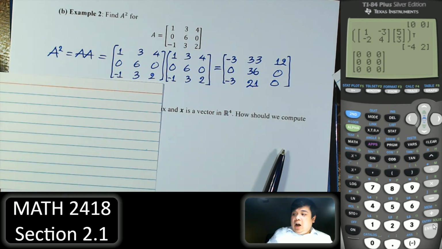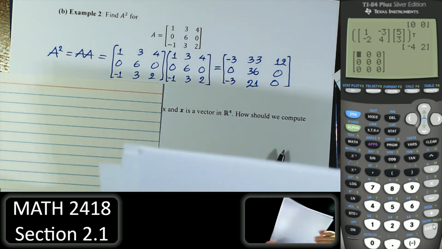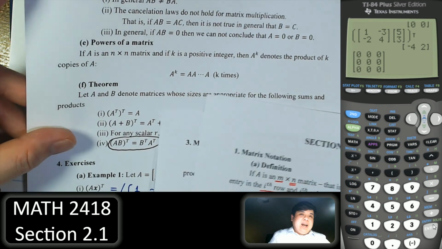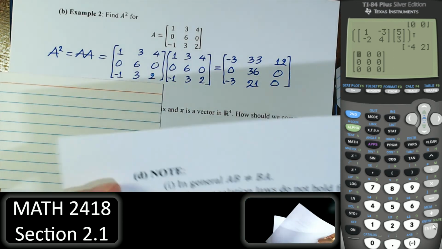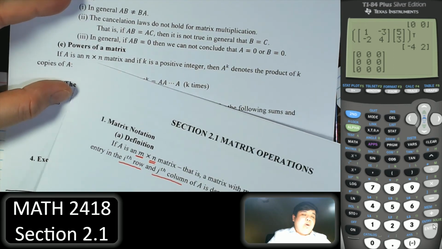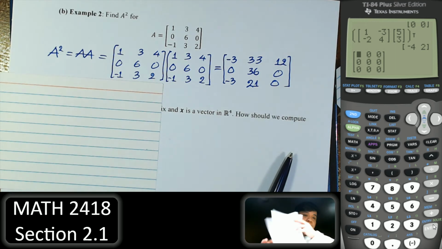Yeah, notice that when we do the powers, it has to be a square matrix. You cannot have a 2 by 3 times a 2 by 3. Remember, when we define it, it's only for an n by n matrix, only applicable to a square matrix.